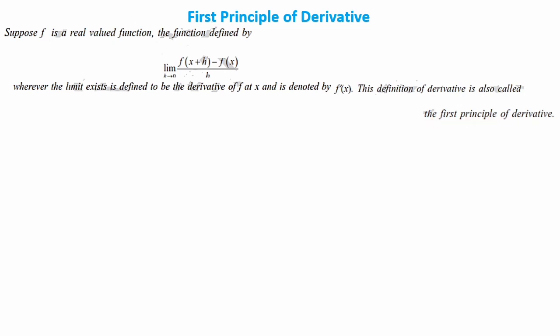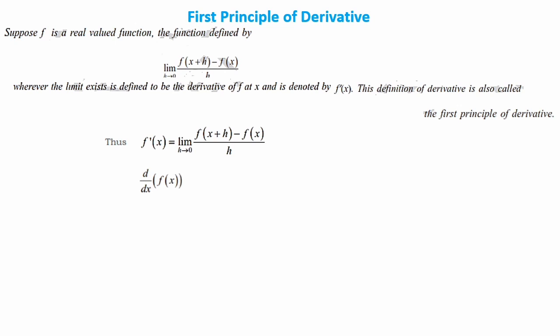The derivative of f at x. Previously we have learned the derivative of f at a. There we have learned f of a plus h minus f of a divided by h. Here, the derivative of f at x, that is limit h tends to 0 of f of x plus h minus f of x divided by h. This is the first principle of derivative, and this can be represented by f dash x, means the derivative of f at x, that is f dash x, is equal to limit h tends to 0 of f of x plus h minus f of x by h.